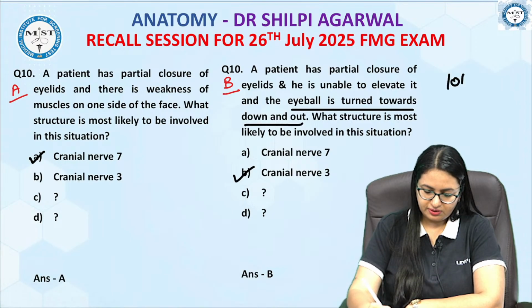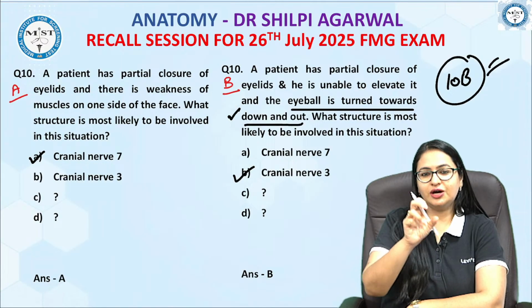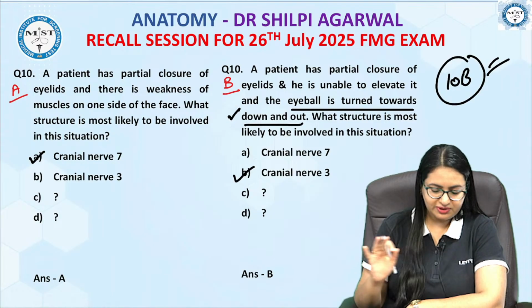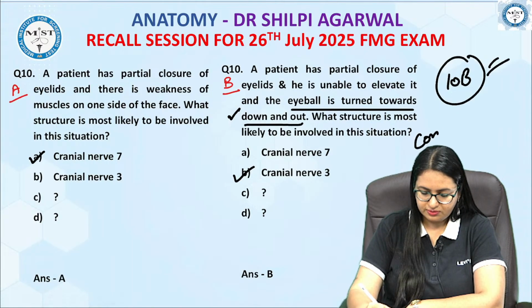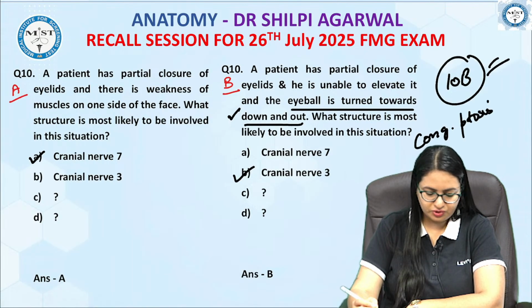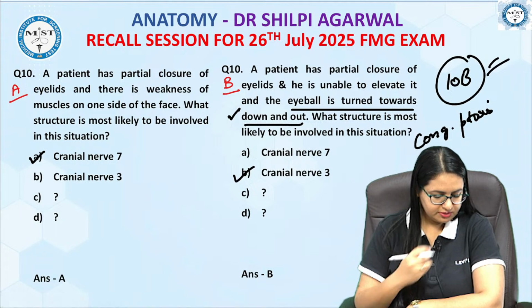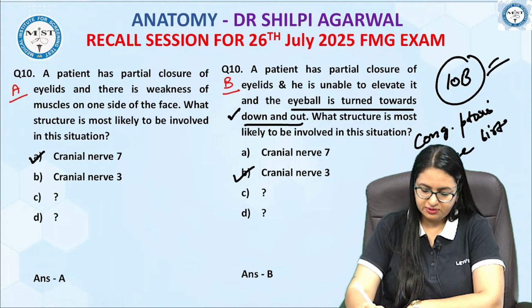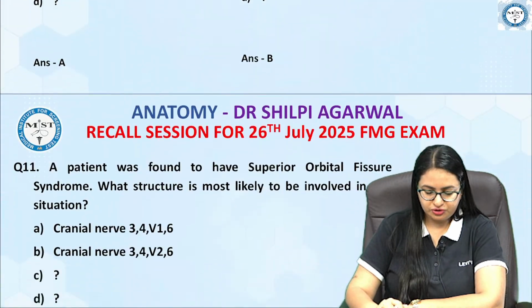10B. Okay, so I'm writing here 10B. The word which was very specific in that question was down and out, eyeball. And when you read this word down and out eyeball, you know very well that this is a third nerve which is affected. Congenital ptosis, you're saying it was written congenital ptosis, and history of childhood, since birth. And the keyword here, as I told you, down and out position of the eyeball.